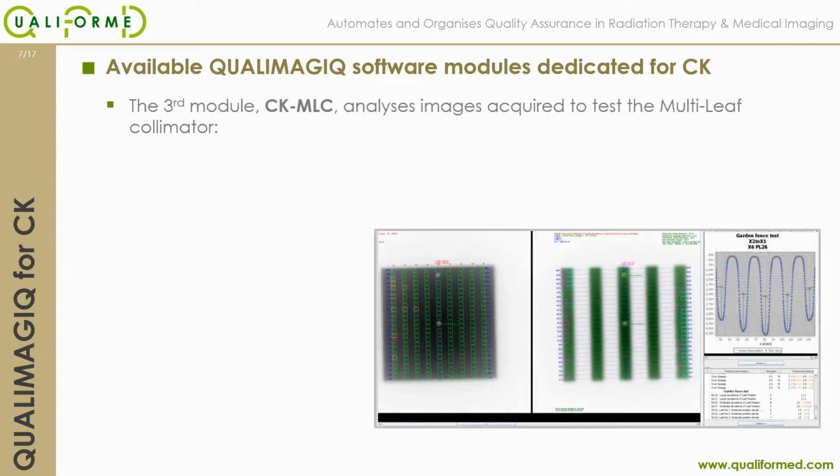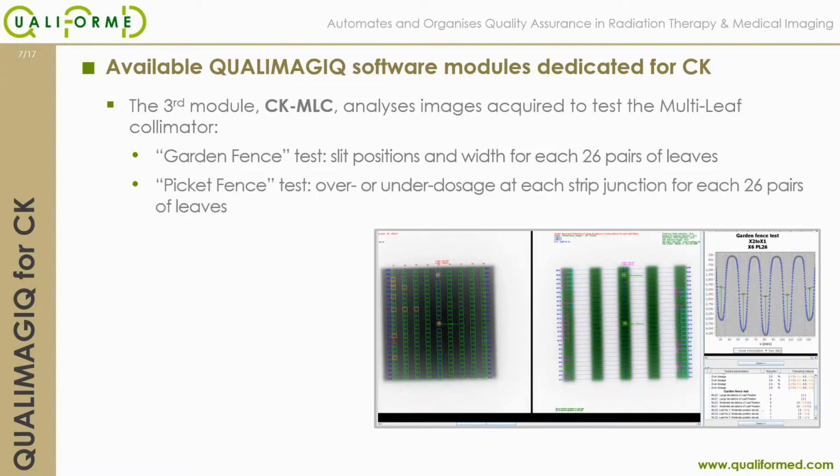The next module, CKMLC, automatically analyzes the 2 tests carried out on a CYBERKNIFE multi-leaf collimator. The garden fence test analyzes the position and the width of the radiation bands created by the collimator's 26 pairs of leaves, and the picket fence test detects over and underdoses at the junction of the radiation bands created by the MLC.